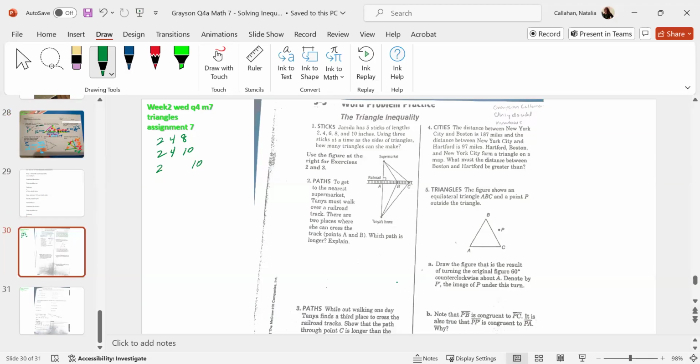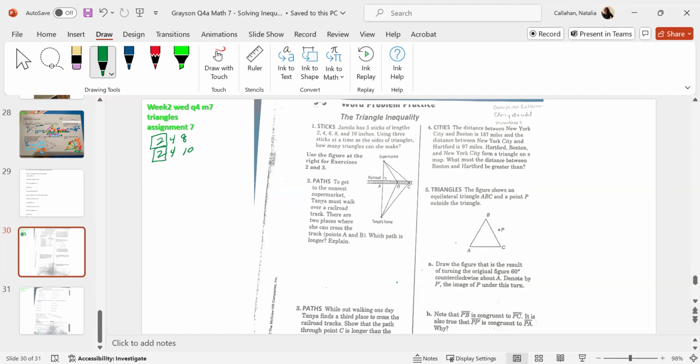So 2, 6 is 8. 2, 8 is 10. Yeah, so that's all you could use for 2s. Wait, what do you mean? 2, 4, and 6? No, like just 2 and 6. What's the third side going to be? 2 plus 6 is 8. Can't be 8, because that's not bigger than 8. 8 is not bigger than 10. So that's all the ones you can use for 2s.